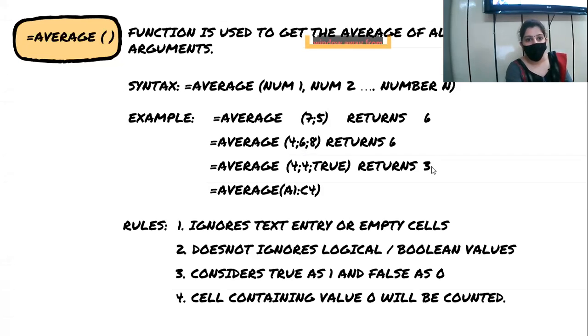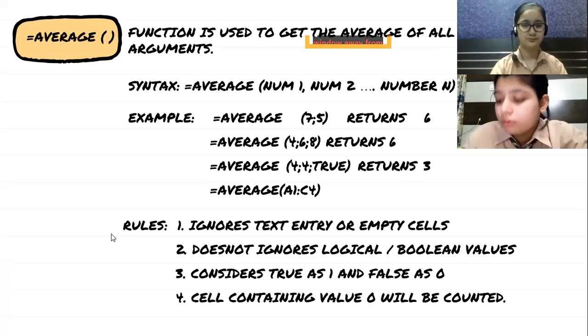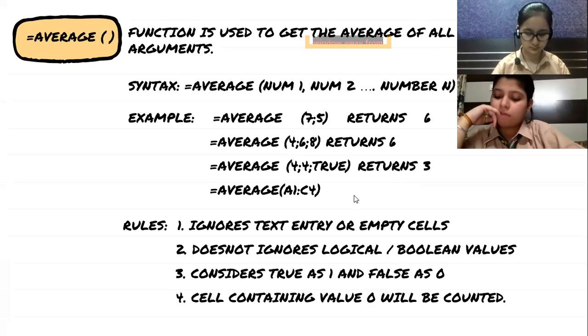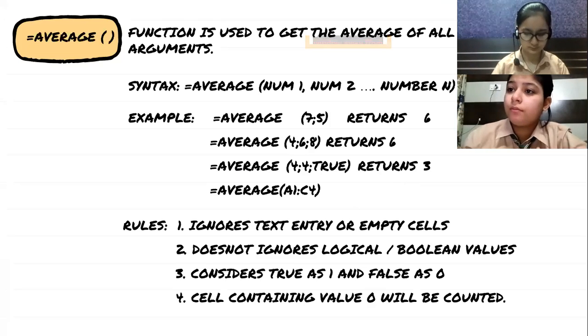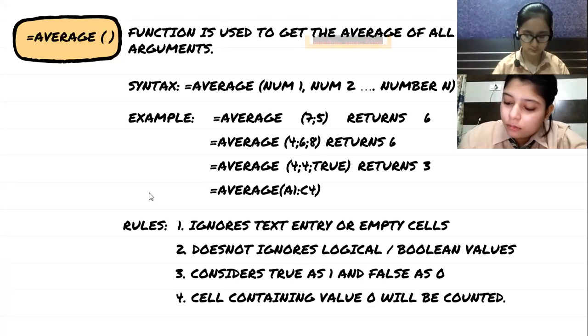Yes. Okay. The third, average 4, 4, true. Now true will be 1. 4 plus 4, 8 plus 1, 9 divided by the number of values, which is 3 here. So the result we are getting is 3. Clear? And in the next, I have just referred a range instead of giving separate values, that is equivalent to average A1 colon C4. Clear? Now let's look at the rules.